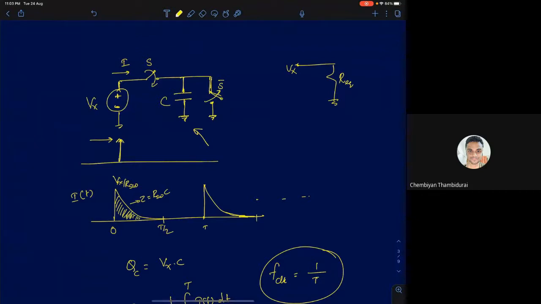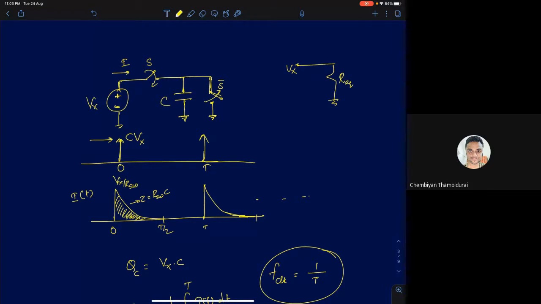Equal to the area under this graph. It will be the charge, the entire charge, which will be C times Vx. Okay, so the waveform for an ideal switch is going to look like this. It will be an impulse at 0 seconds. It's going to look like this.